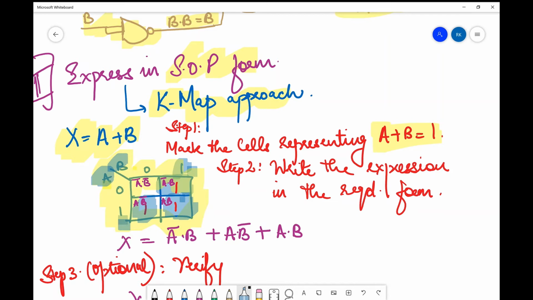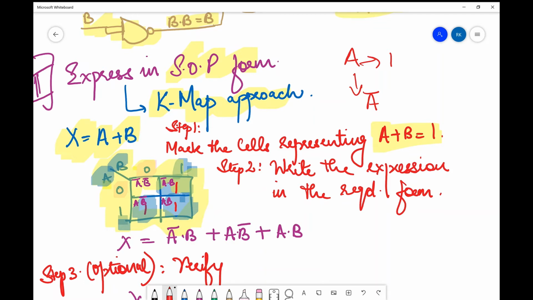Over here in the first cell, if you notice, both A and B are 0. So in logic, when dealing with logical expressions, a true input, if I say A being true, is represented as A. And when I want to represent it as 0, I will represent it as A bar, right? Because negation of 1 is 0. So if A represents 1, then A bar represents 0.